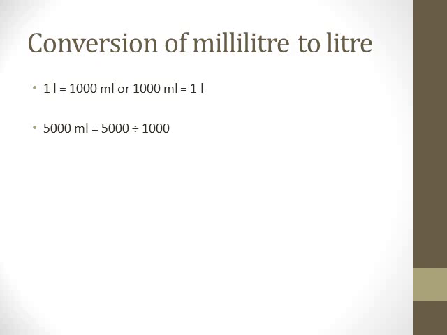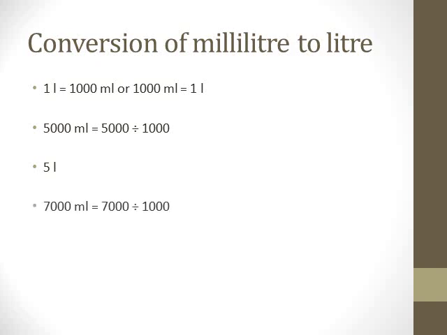So from 5000, which is 5000.0, it will become 500.0 on the first move. On the second move it will become 50.0, and on the third move it will become 5.0, so it is now 5 liter. Or you can just divide it. 3 zeros will be cancelled with 3 zeros and the remaining answer will be 5.